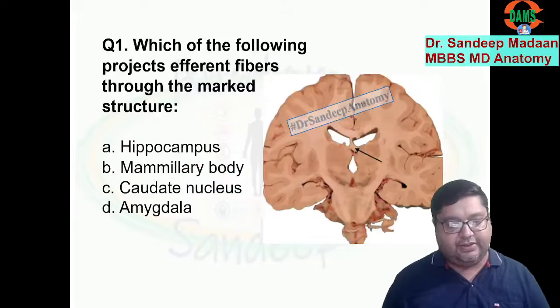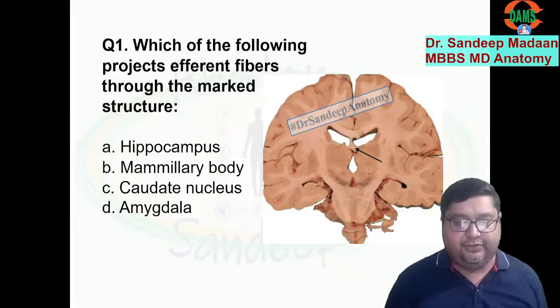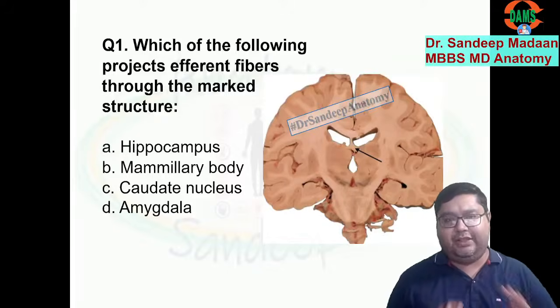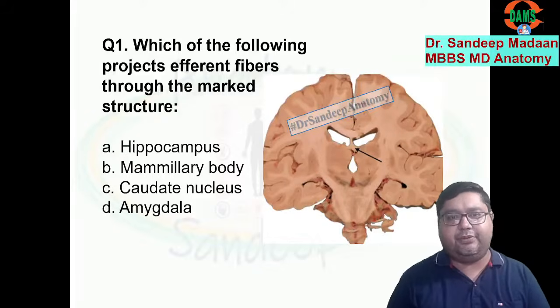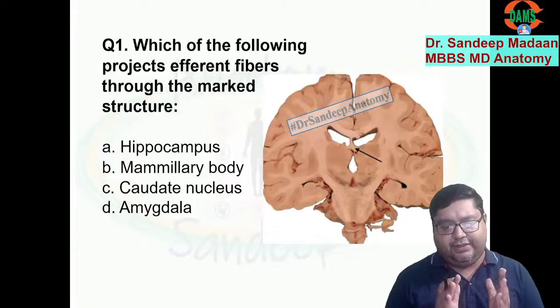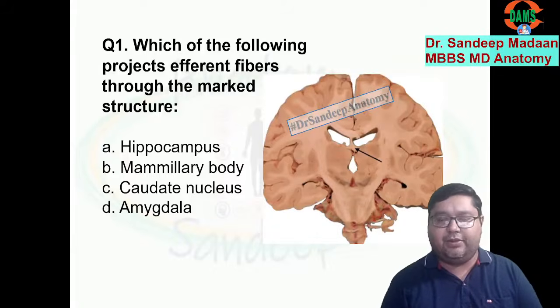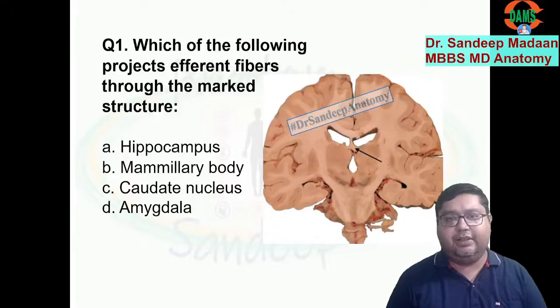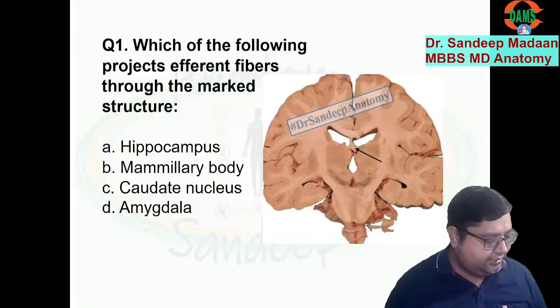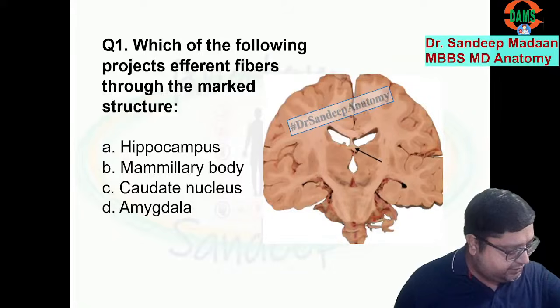So, dear students, this is question number 1. Which of the following projects efferent fibers to the marked structure? This image, particularly this section, is very important for you. Based on this section, they can ask questions on the basal nuclei, the insula, the corpus callosum, the septum, anything. They can ask on the ventricles. So the whole system is very, very important.